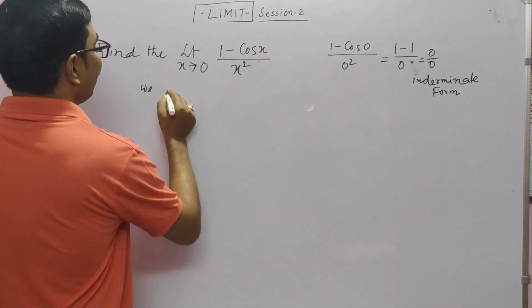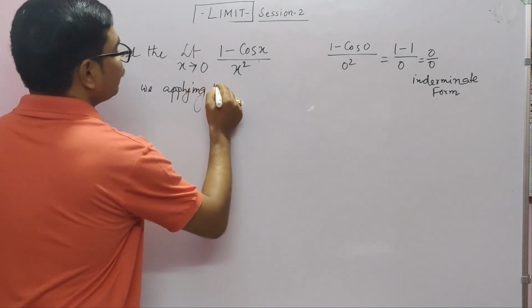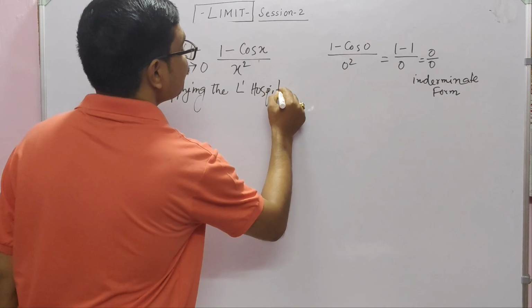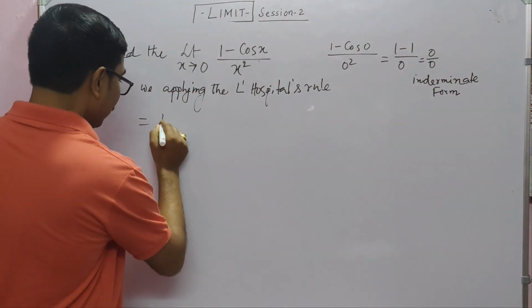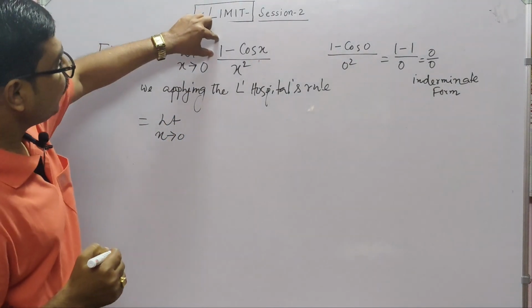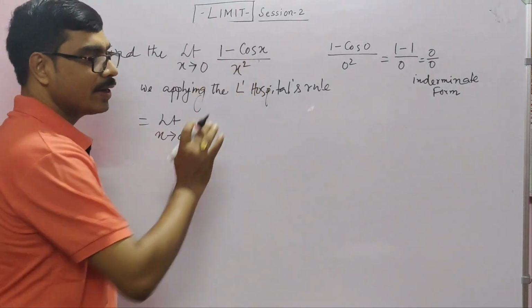Applying L'Hopital's rule, the limit as x tends to 0 of 1 minus cos x, that is f of x, and x square, equal to g of x.